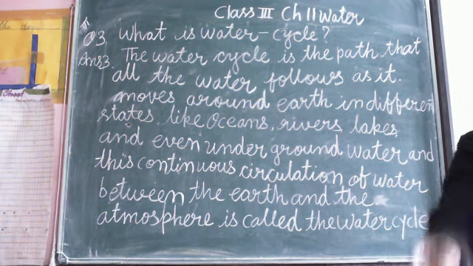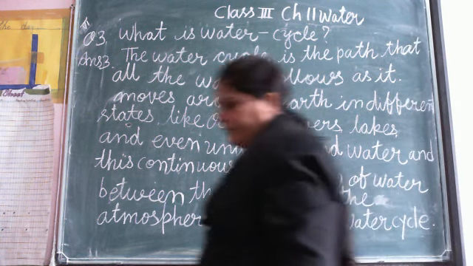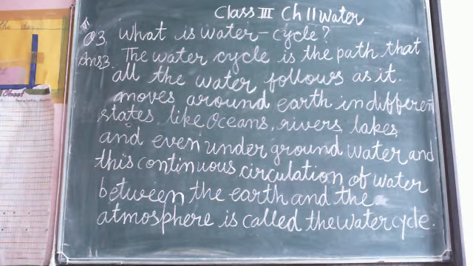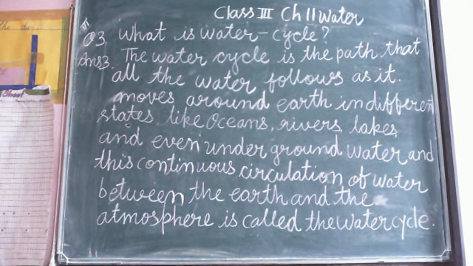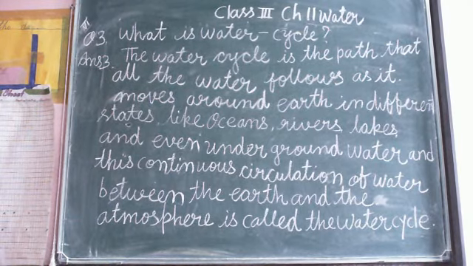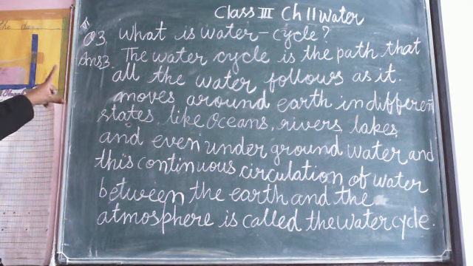So here we are completing the entire exercise of chapter number 3. Note down, take the screenshot, pause the screen, whatever you want to do. Question number 3, what is the water cycle? So the water cycle is the path that all the water flows as it moves around earth in different states like oceans, rivers, lakes and even underground water. And this continuous circulation of water between the earth and the atmosphere is called the water cycle. This answer is also very long because the water cycle is a very big process.